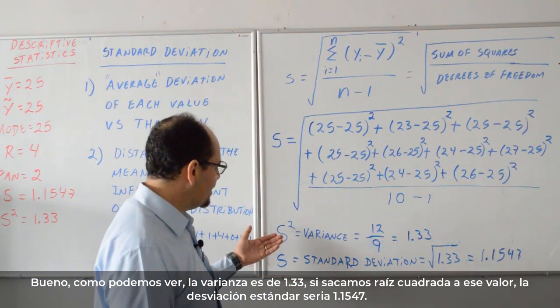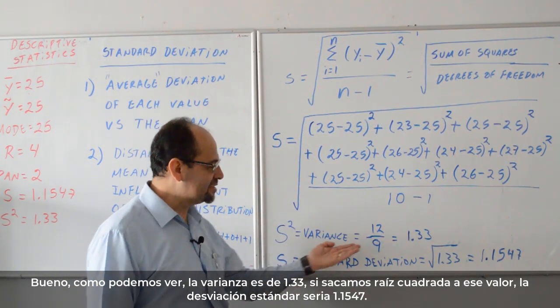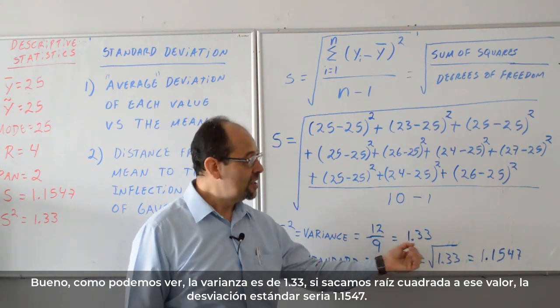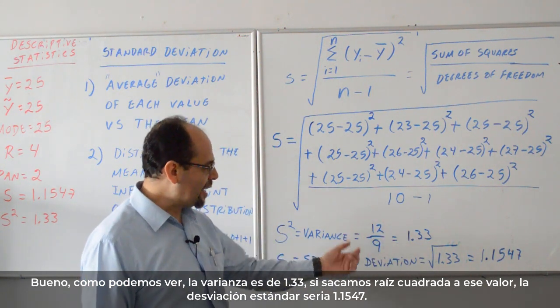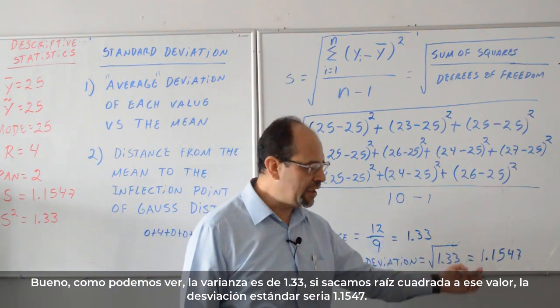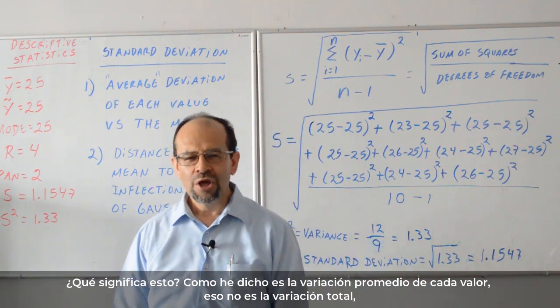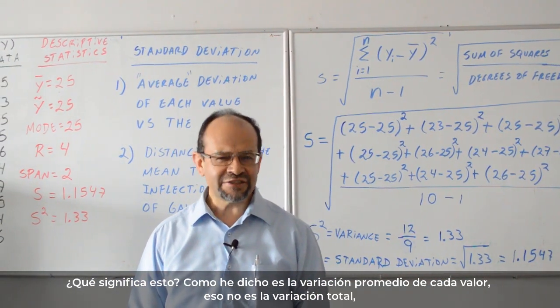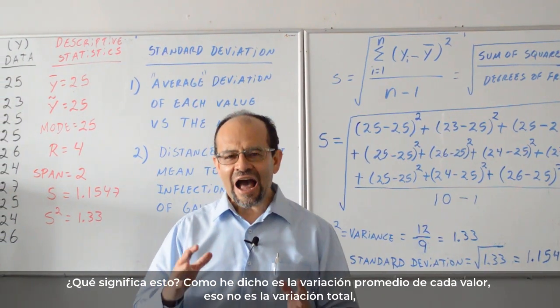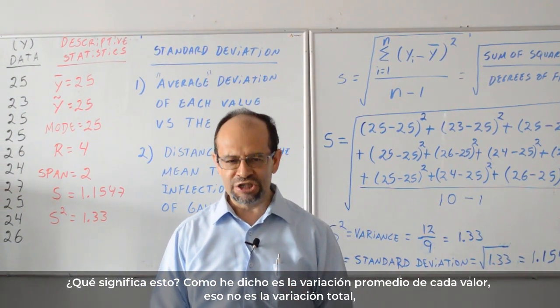Well, as you can see, the variance is 1.33. If you square root that value, the standard deviation will be 1.15. What is the meaning of that? As I have said, it is the average variation of each value.